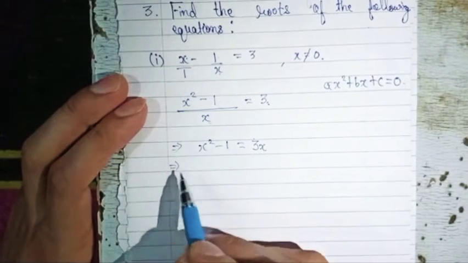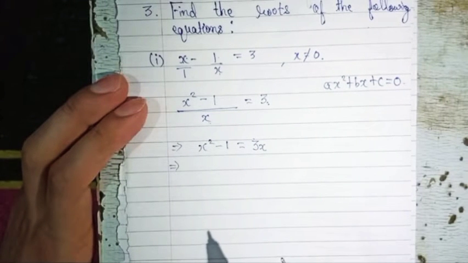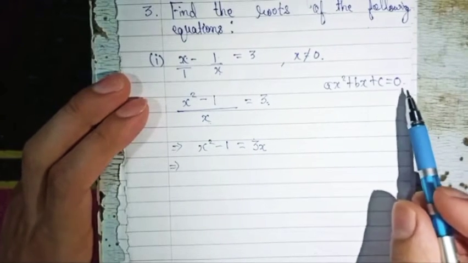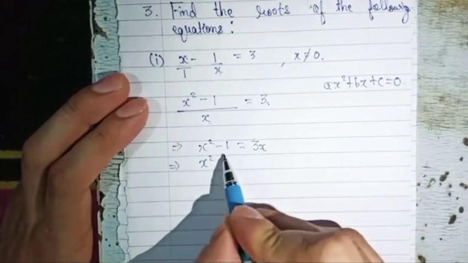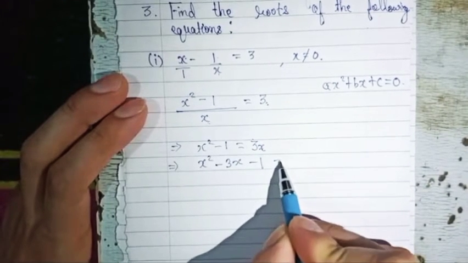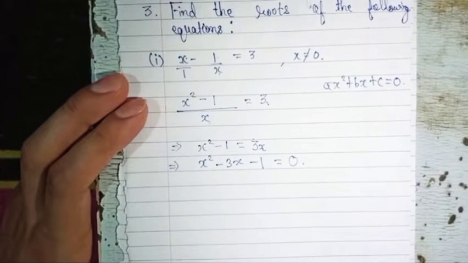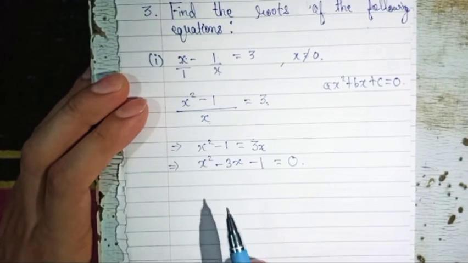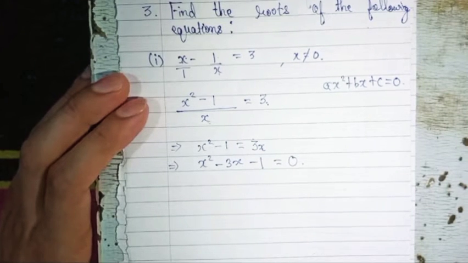Now we will convert it into the algebraic quadratic form. So 3x will go to the left hand side. So x square minus 3x minus 1 is equal to 0 is the required quadratic equation. And now we will find the value of x. That means we will find the root of the quadratic equation.